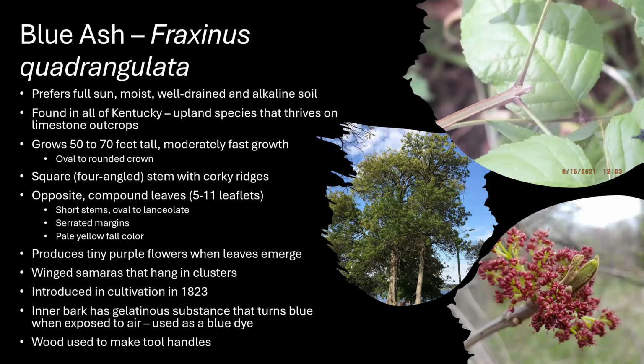So this is an ash tree that we find all across Kentucky, and it's found primarily in our limestone outcrops. So it kind of prefers a little bit of that alkaline soil more so than acidic. And it's going to prefer more full sun conditions, moist and well draining soil. This is a moderately fast grower, and about medium size for a tree, going to get anywhere from 50 to 70 feet tall. Now is something we'll talk about with the emerald ash borer.